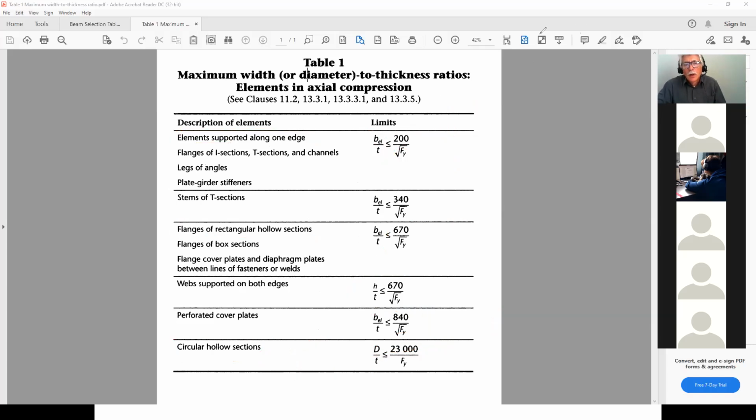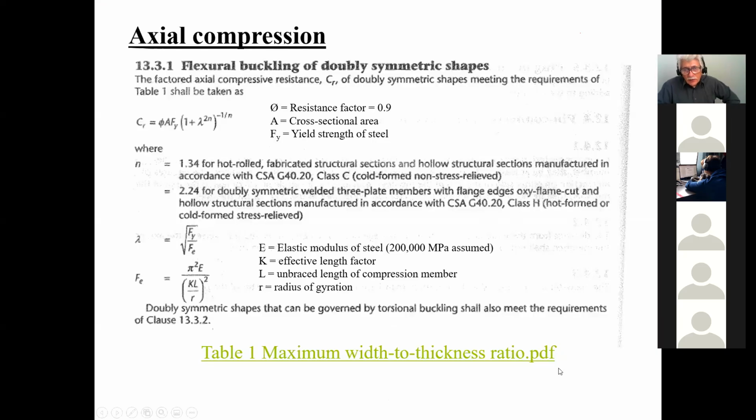It's just to assure that there's going to be a global failure in your member and not what we call a local failure. And that's what happens when you start getting into Class 3, Class 4s, and so on, because these things become so thin, it's most likely going to be weak at one area, and that's going to govern the whole strength of the material. So that's Table 1.